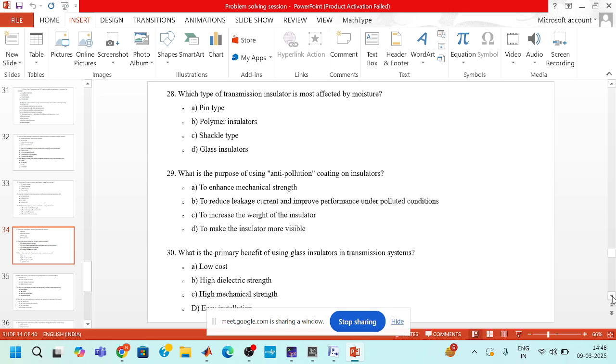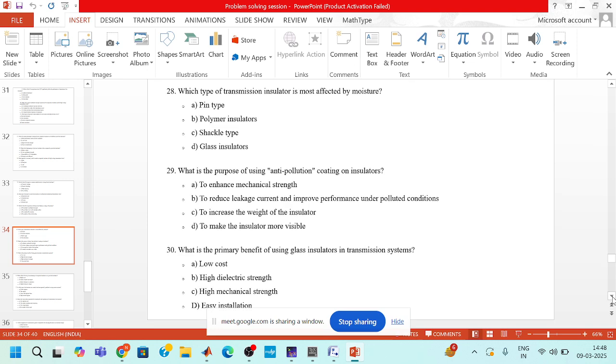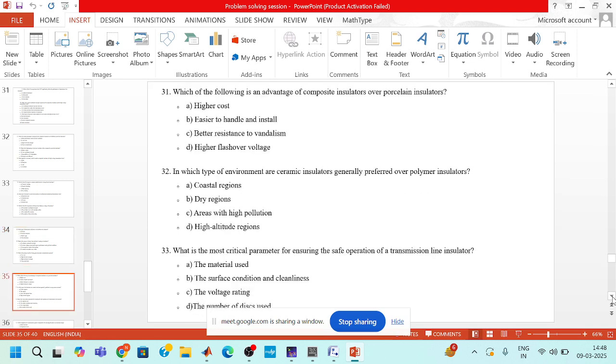The primary benefit of using glass insulator is that it provides high mechanical strength. Okay, option C is correct. It's the main advantage of glass insulators over pin type insulators, as it provides high mechanical strength. Now the next question is, which of the following is an advantage of composite insulators over porcelain insulators?